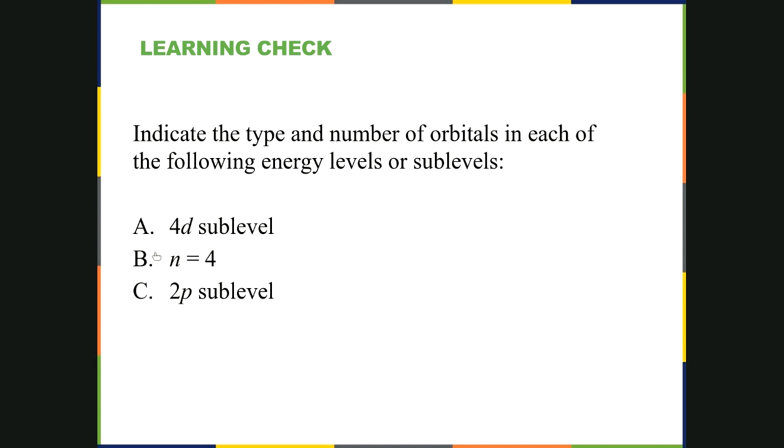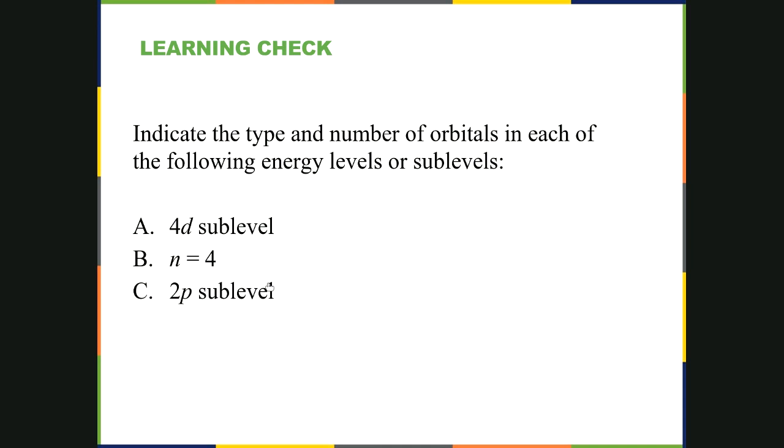When n equals 4, first, what are the types of orbitals we have here? Right. We have a 4s, a 4p, a 4d, and a 4f. With the 4s, we only have one orbital. The 4p, we have three orbitals. With the 4d, we have five orbitals. And the 4f, we have seven orbitals. So the sum of those would be the total number of orbitals, which would be 16.